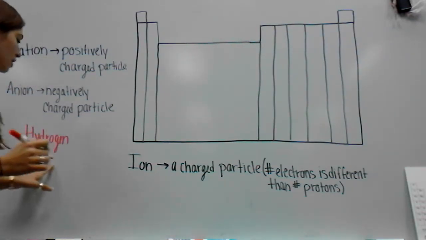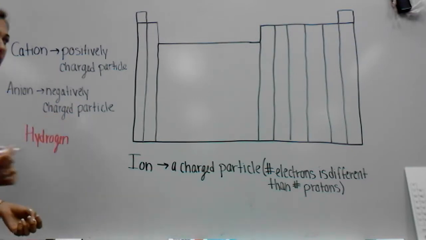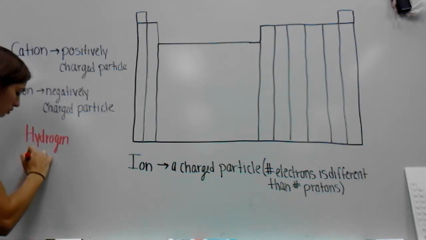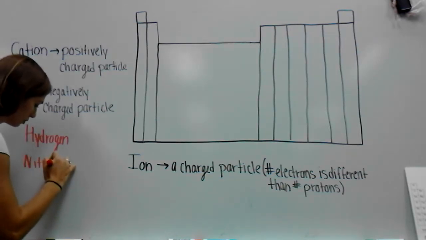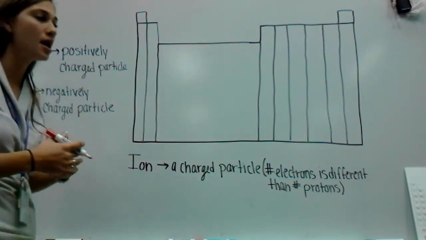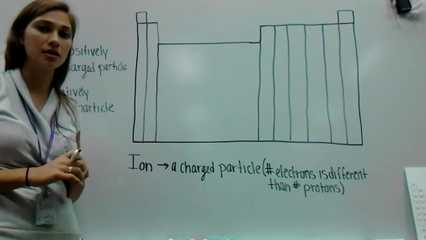Hydrogen is an example of a neutral atom. Another example of a neutral atom would be, for instance, nitrogen. All of these are neutral atoms because the number of electrons is equal to the number of protons.